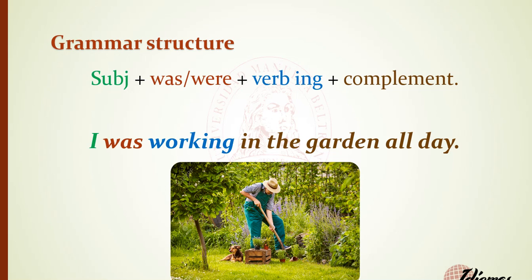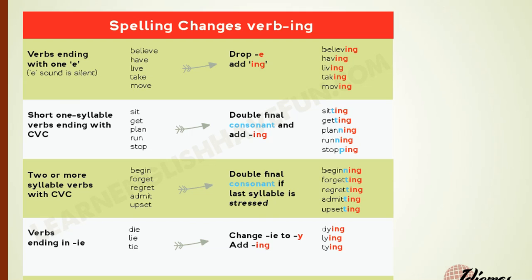Something that you need to keep in mind is when you put the verb with ing. There are some important spelling rules that you need to follow. The first one is when the verb ends in e. When it happens, you need to drop the e and then add ing. You see, for example, believe. Believe ends in E. So the E disappears and then you add ing. Believe, believing. Here we have other examples. Have, having. Live, living. Take, taking.